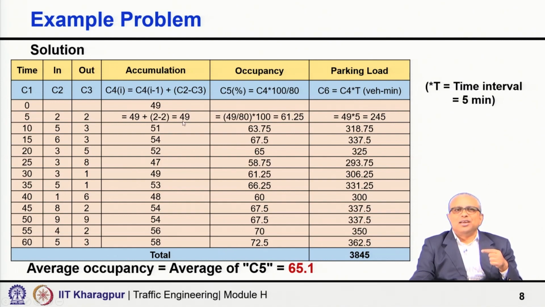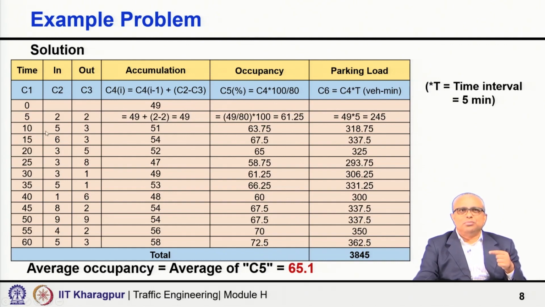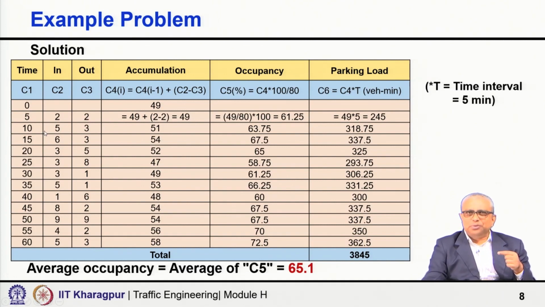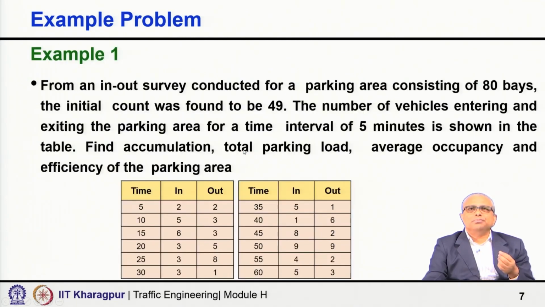So, it is 49. Similarly, next one, exactly at 10 minutes, what is the accumulation? 49 plus 5, 54, minus 3 went out, 51. Like that you can calculate each and every cell. So, you can calculate the accumulation: at 0, 49; at 5 minutes, 49; at 10 minutes, 51; at 15 minutes, 54, and so on. Next is the occupancy. What is the occupancy? I have 80 bays.